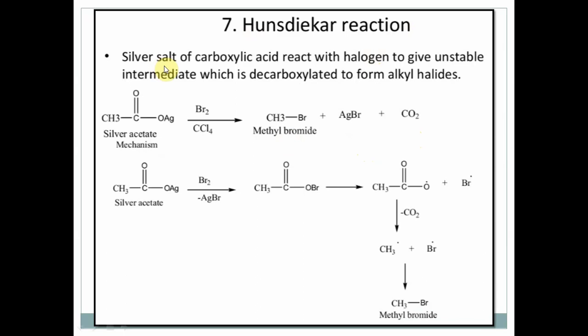Hunsdiecker reaction. Silver salt of a carboxylic acid reacts with halogen to give an unstable intermediate, which is further decarboxylated to form alkyl halide. This is silver acetate, reacts with Br2, we are getting CH3COOBr, and then Br radical is removed from here, and this radical is formed. Again this CH3CO bond breaks, and CO2 is formed, and the methyl radical and Br radical then combine and give methyl bromide. This reaction is known as the Hunsdiecker reaction. A radical mechanism is taking place here.